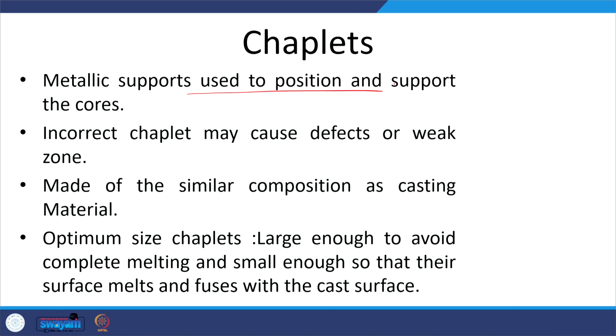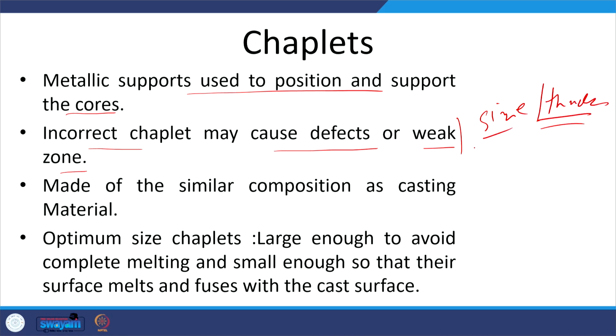Now, as far as the chaplets are concerned, the chaplets are metallic pieces that are used to support and position the cores within the mold, so that desired internal features can be maintained. Incorrect chaplets can cause defects and weak zone formation. So, it is important that they are of the desired size or section thickness, so that they take the desired load for supporting the core, as well as offer the desired soundness.